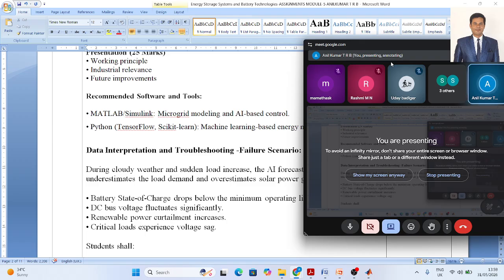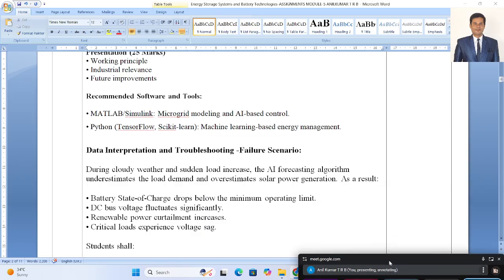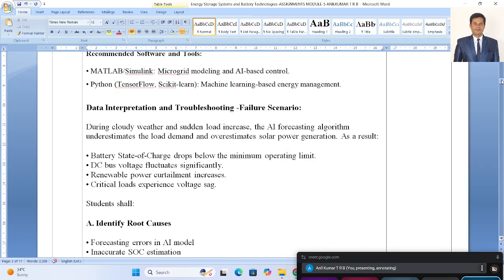Okay, Uday, we have to see the problem statement. What chances are there? What is the scenario we need to study? We have to see the scenarios in the failure of the battery conditions. So during cloudy weather and sudden load increases, when there is a sudden load change or weather change, what happens? Sometimes the battery will not charge.